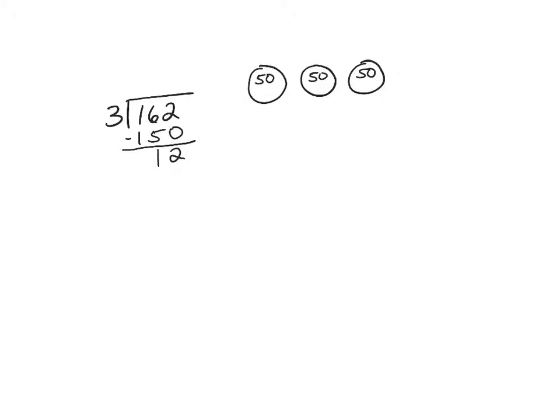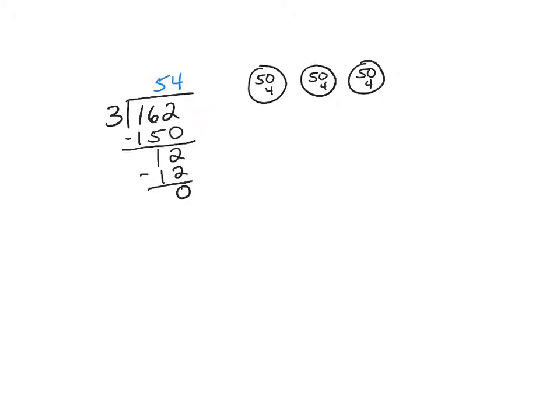So now I have 12 different things. I need to put them into 3 different groups. Well, how many would need to go into each group? Well, I would need 4 into each group. 4 times 3 gives me 12. I would take away those 12 things and I would have 0 for an answer. My final answer to that is 54. So the quotient of 162 divided by 3 gives me an answer of 54, because I would have 54 things into each one of those different groups.